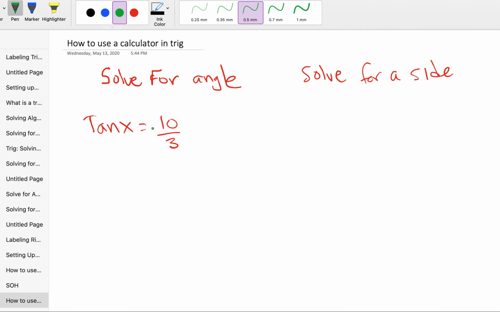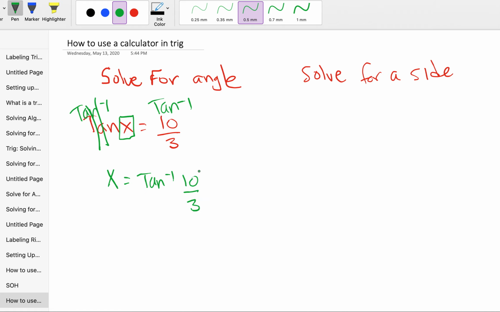So algebraically, if we have tangent next to x, this is the angle, and we want to separate it because we want to solve for x, or get x alone. The way we do that is we do the inverse, or the opposite. It's basically like dividing by tangent. That will cancel the tangent out and leave us with exactly what to enter in our calculator.